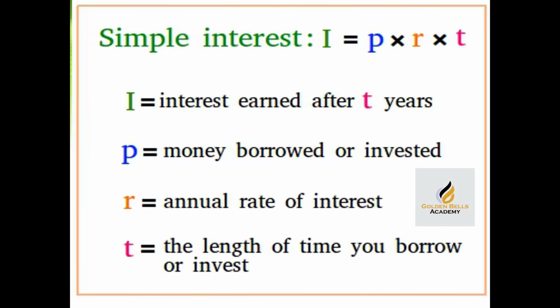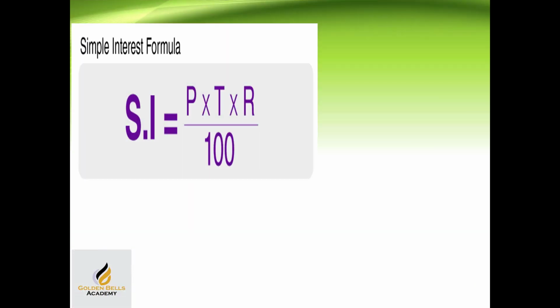Good. So, simple interest. I means what? Interest earned after T years. T, in the example I gave you, represents 5 years. P is the money borrowed or invested. R is the annual rate of interest, while T, like I said, is the length of time you borrow or invest.